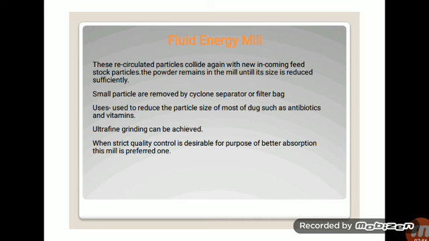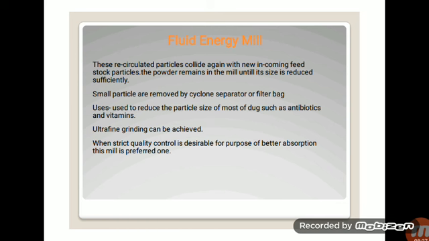Those having the coarse size are again recirculated in the mill with the new feed materials, and size reduction takes place, and the powder remains in the mill until the size is reduced sufficiently. The small particles are removed by the cyclone separator or by the filter bag. Okay. Now you are going to see the uses.